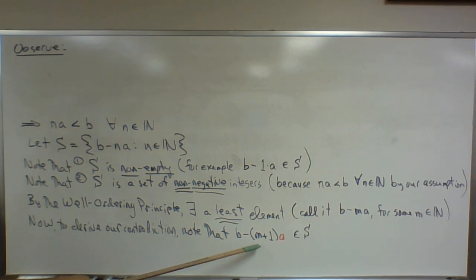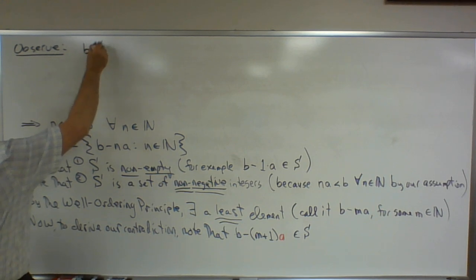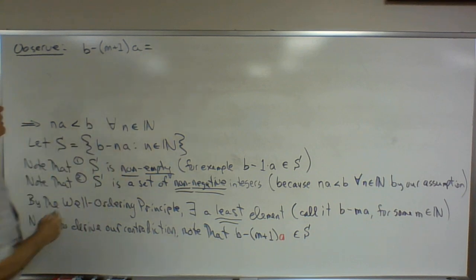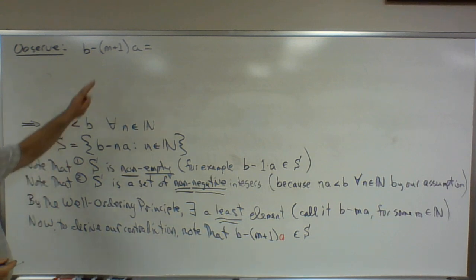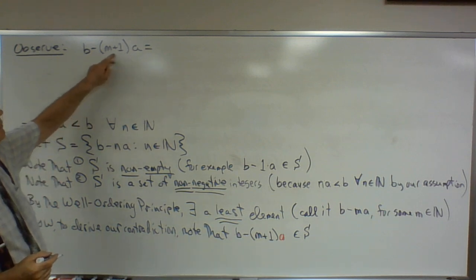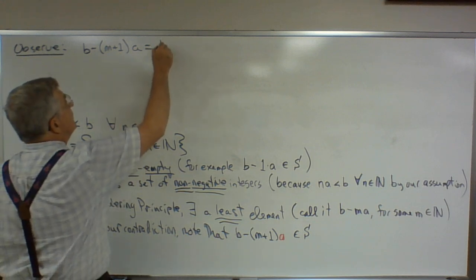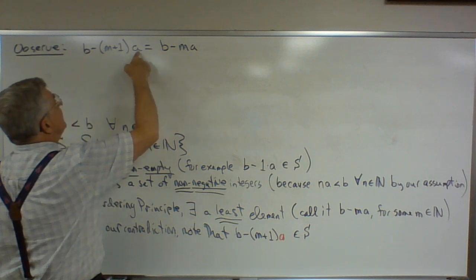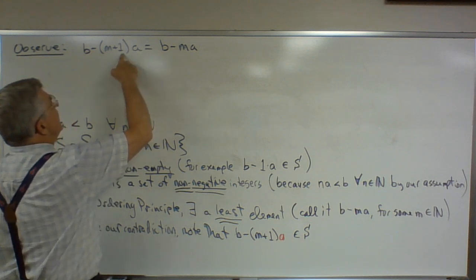Here's the element that's going to save the day for us because it's going to make everything go horribly wrong. So let's pay attention to that. This element, b minus m plus 1 times a. Let me just distribute the a inside the parentheses here. I'm going to get b minus ma, and m times 1 is a, minus a.